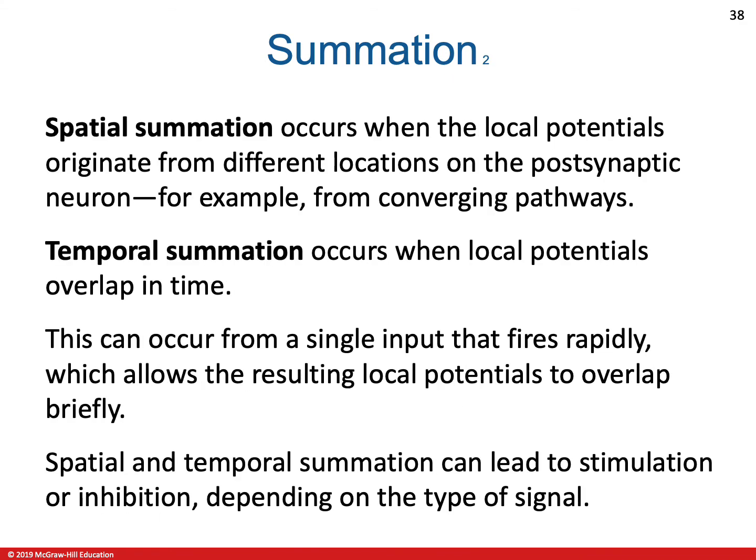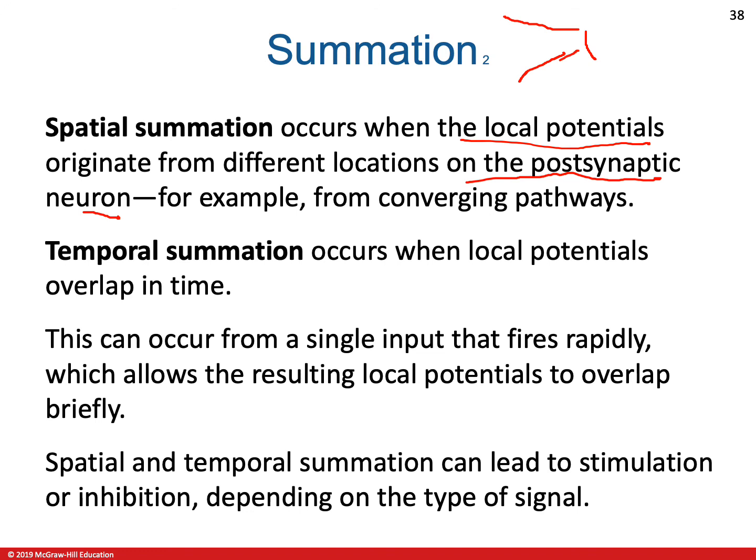Okay, next is your spatial summation. It occurs when the local potentials originate from different locations of the postsynaptic neuron. Okay, so this is an example of your converging pathway. They originate from different locations, right? But they synapse in one neuron, which converges in one pathway.